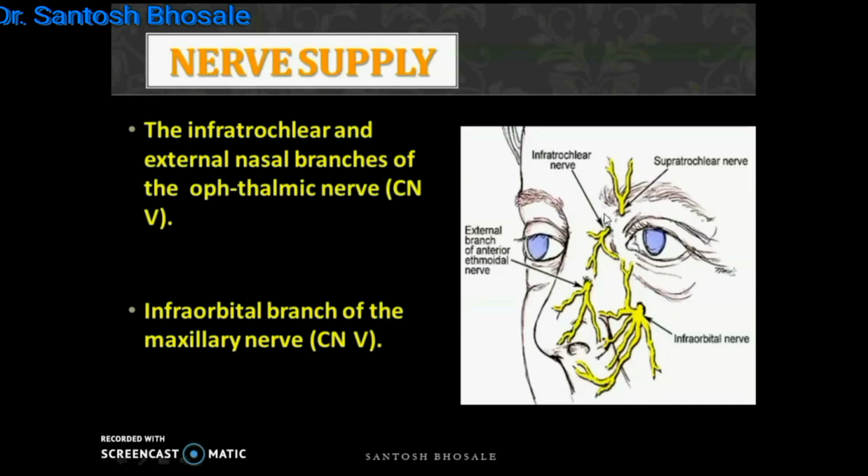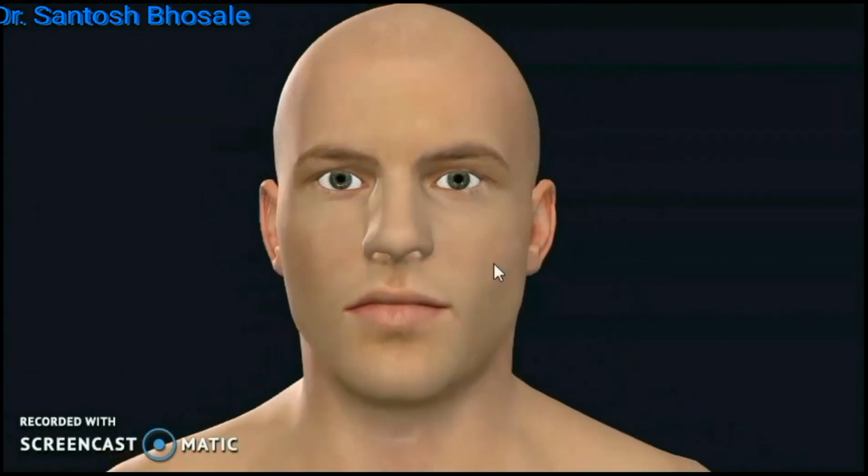Coming to the nerve supply, the upper part near the root of the nose is supplied by the infratrochlear nerve, the external nasal branch of the ophthalmic nerve, and the infraorbital nerve. If you see the animation here, that is the root, bridge or dorsum, tip, and you can see the tear trough and ala of the nose with the nostrils there.